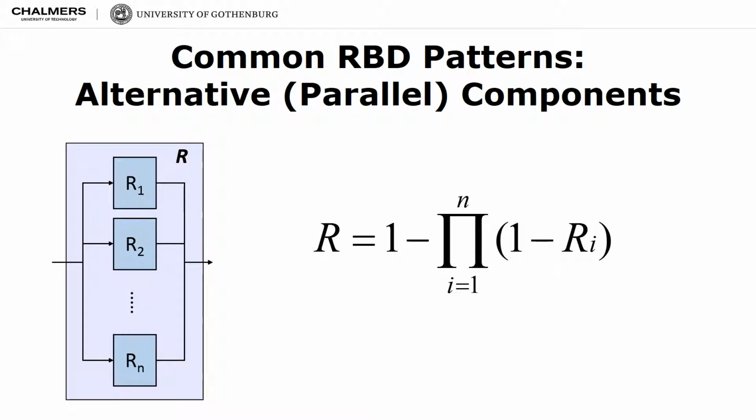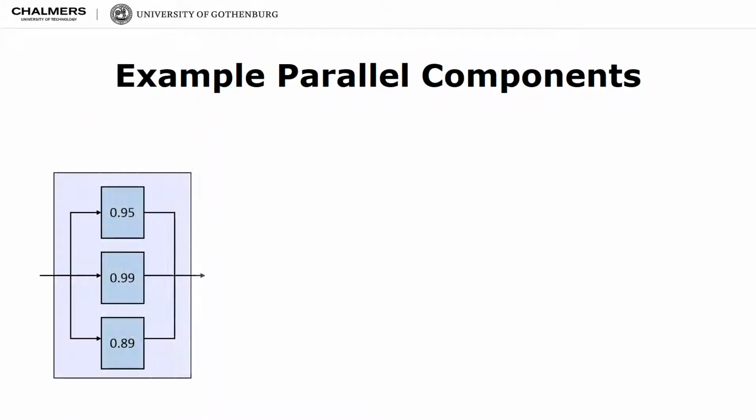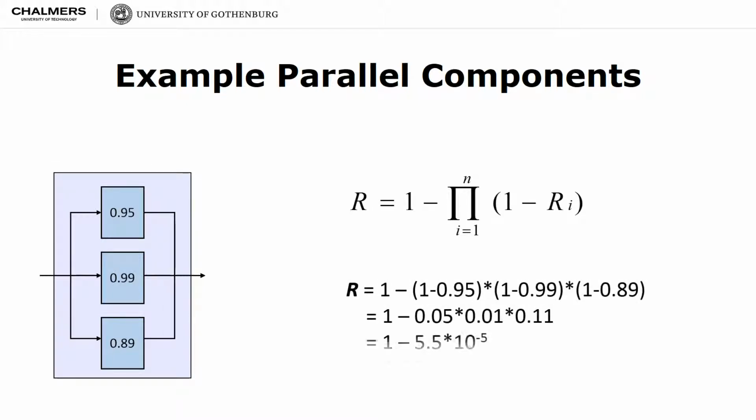Here's the other common pattern in reliability block diagrams. This denotes alternative or parallel components. In this case, the overall reliability of a system is 1 minus the probability of all components failing. Essentially, it indicates alternatives. At least one of the components must offer a service for a computation to pass through the system. Here's an example. Please look at the calculation carefully. When you do the calculation yourself, please take into account the accuracy or precision of the numbers that you calculate with.